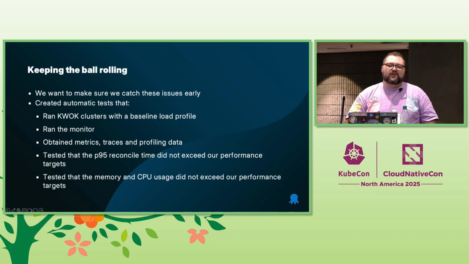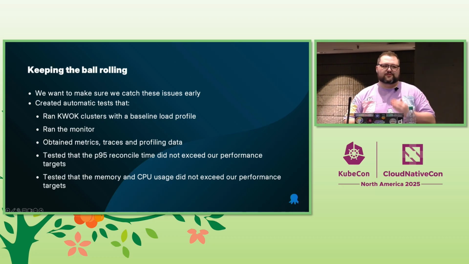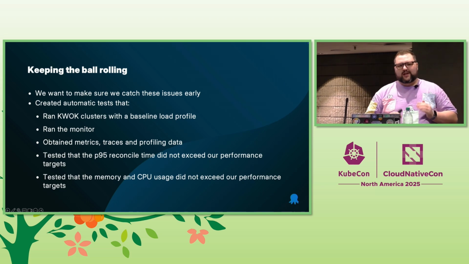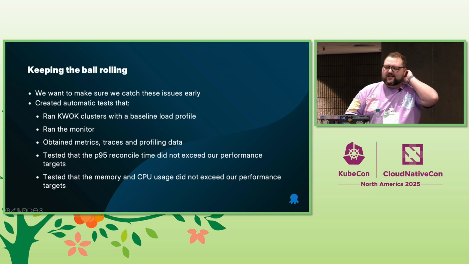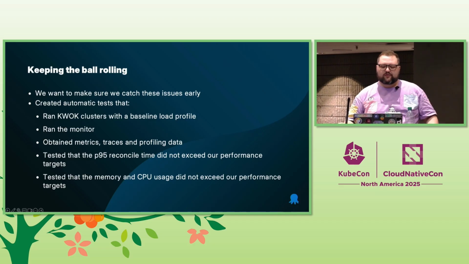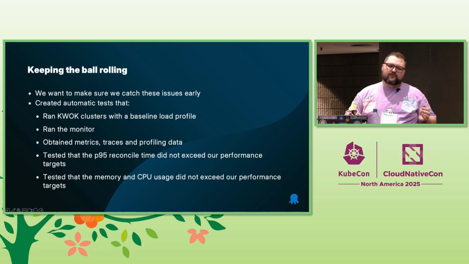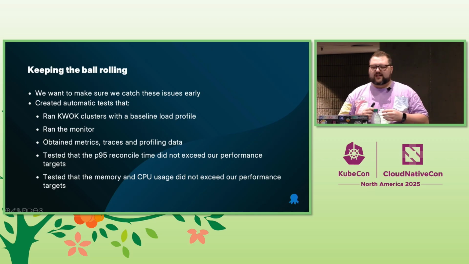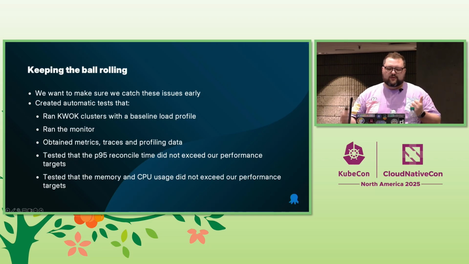We didn't want this to happen again. So how did we make sure that we didn't reintroduce a bug like this in future? We just set up a whole bunch of automatic tests. We're a bunch of developers. We started running Quok clusters with baseline load profiles. We ran the monitor against them. We got all of the metrics, traces, and profiling data. We saved them to artifacts. And we just tested that the P95 reconcile time didn't exceed our performance targets. We did the same with our memory and CPU usage as well, making sure that they didn't exceed the targets that we'd set before.